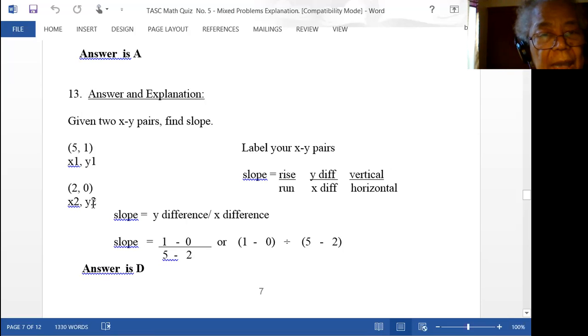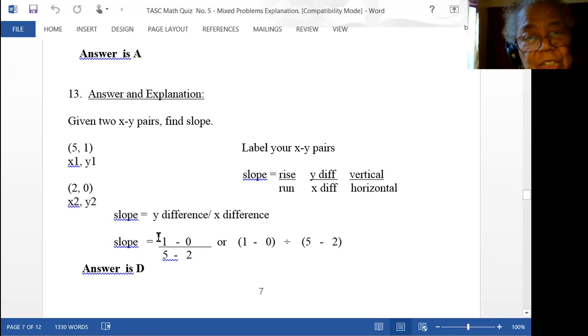Now, you didn't have to do it this way. You could have called this one X2, Y2, and this one X1, Y1. But you can't mix them up. So slope is Y difference divided by X difference. We know that in the pair, the X comes first. And we see it's labeled: these are our Y values, and these are our X values.